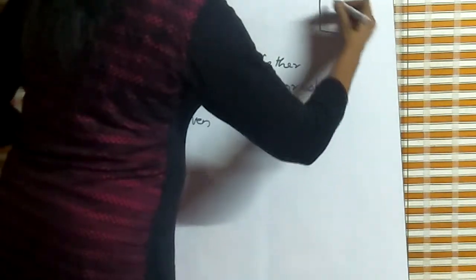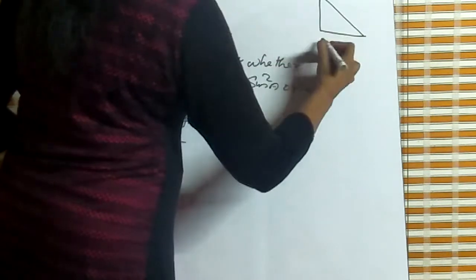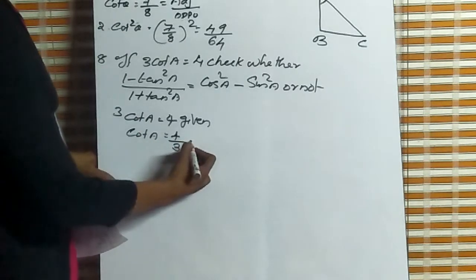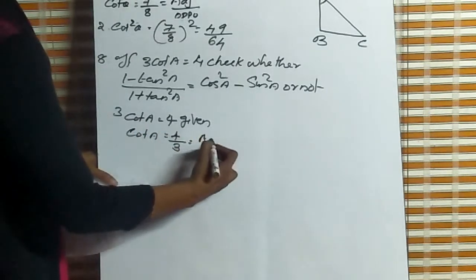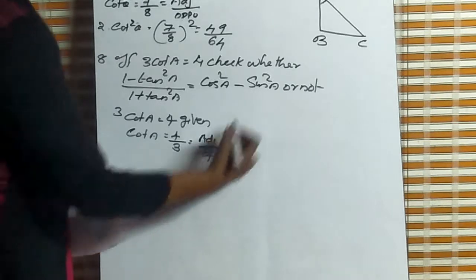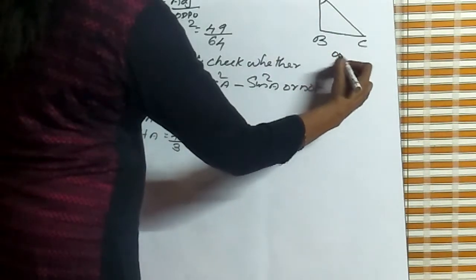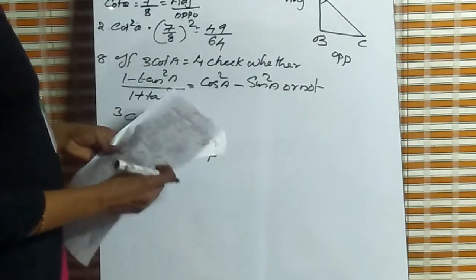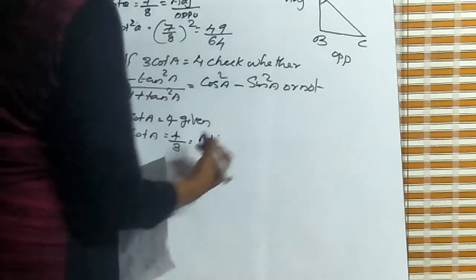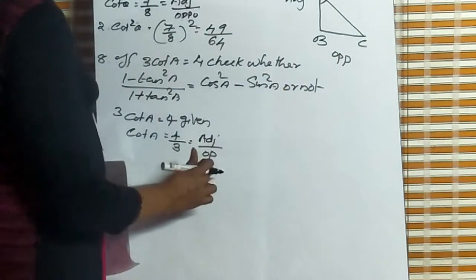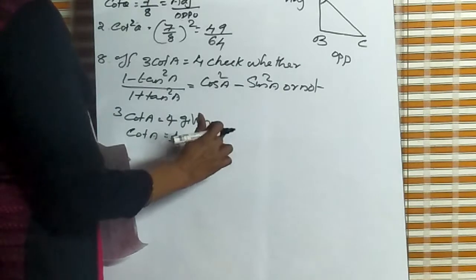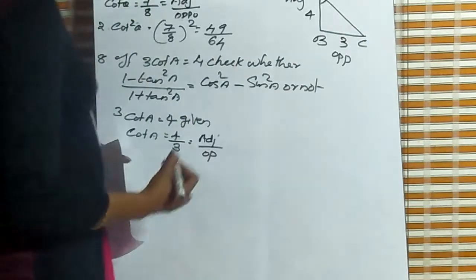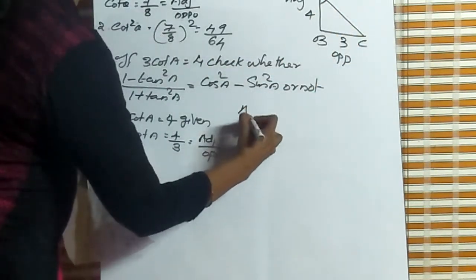Draw a right angled triangle and take one acute angle A. Based on this angle A, this is the opposite side and this is the adjacent side. Cot A is equal to adjacent side by opposite, 4 by 3. So this is 4 and this is 3. Now we find AC.